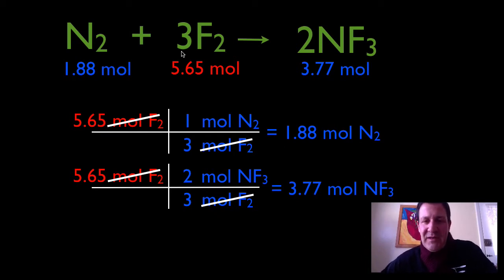We were given moles. We figured out how many moles we're going to use of N2 and how many moles of NF3 we're going to produce. And that is all there is to it. Okay, that was only step 2 in the successful stoichiometry steps, of which there are 3.